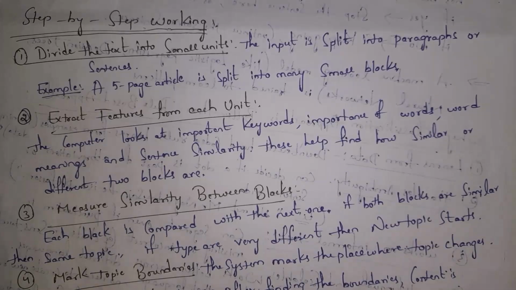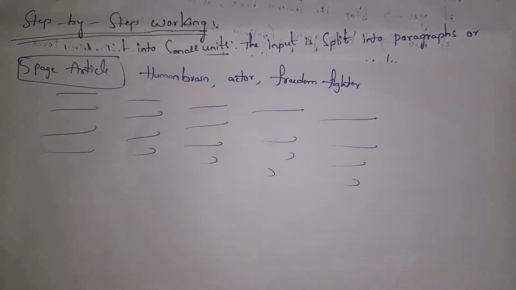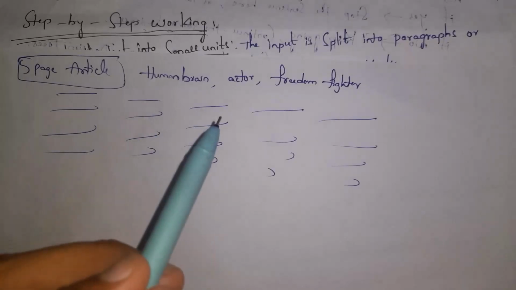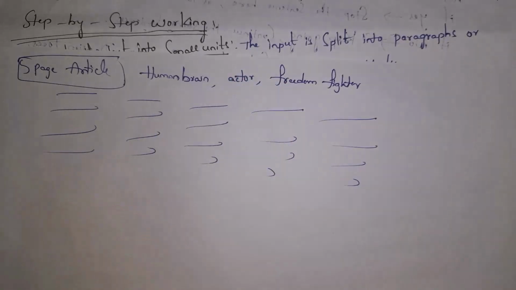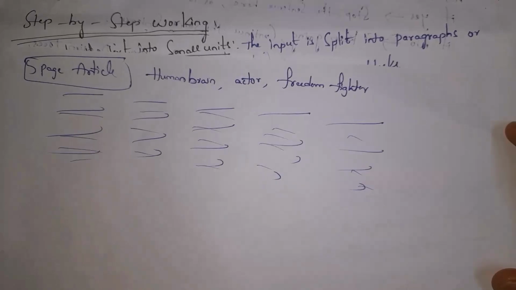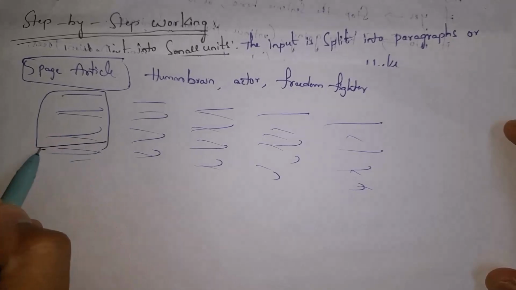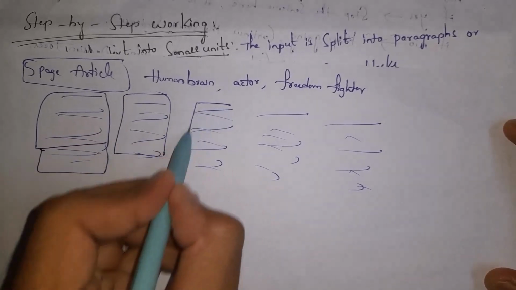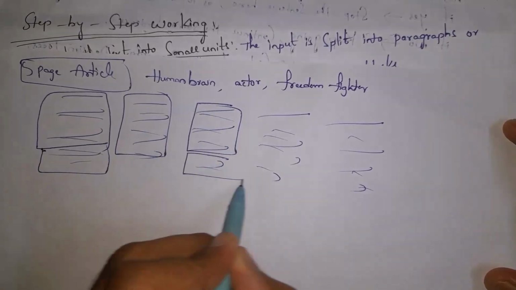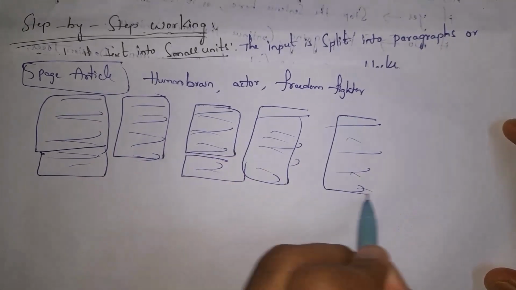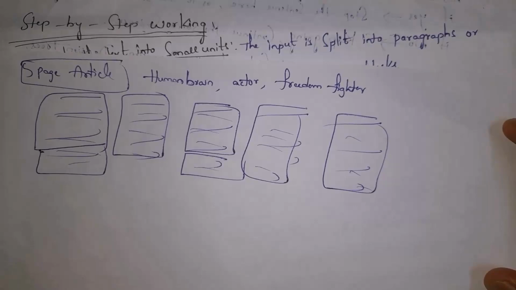I'll give one simple example so that you can clearly understand how an NLP model extracts features from each unit. Guys, for example, I wrote a 5-page article. This article contains information about the human brain, an actor and also a freedom fighter. So in step 1, the 5-page article is divided into various blocks. For example, till here block 1 and from here block 2 and here block 3 and from here block 4 and block 5. Like that, the complete document is divided into various blocks.